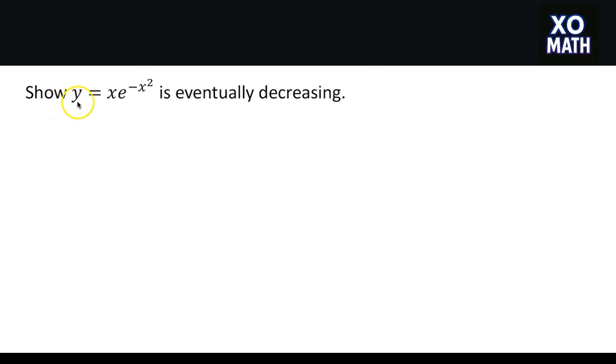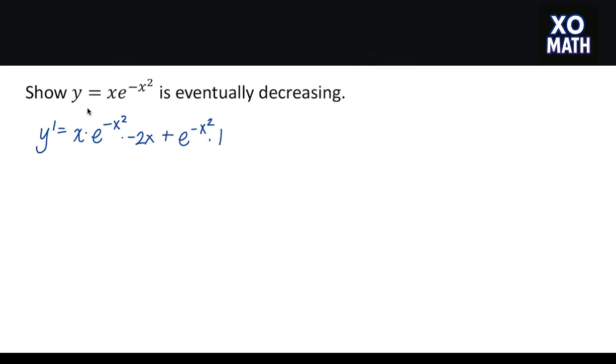All right, let's do this one more time. Show y equals x times e to the negative x squared is eventually decreasing. So once again, we're going to need the derivative, this time y prime, and this is going to be a product rule with a chain rule. So I'm going to leave that first function alone, x, times the derivative of e to the negative x squared. So e to the negative x squared times negative 2x, that's the chain rule, plus e to the negative x squared times the derivative of x is just 1.